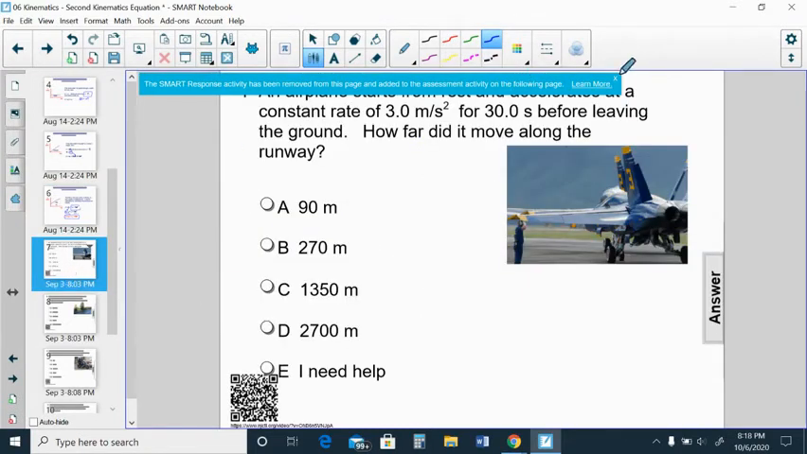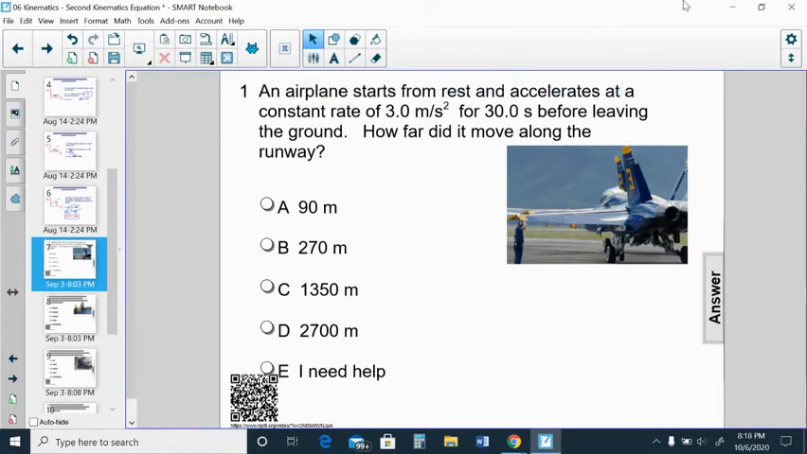Okay, for the first problem, an airplane starts from rest and accelerates at a constant rate of 3 meters per second squared for 30 seconds before leaving the ground. How far did it move along the runway? Now keep in mind, with the second kinematics equation, you can figure out displacement now. So using the second kinematics equation, see if you can figure out how far the airplane moved.